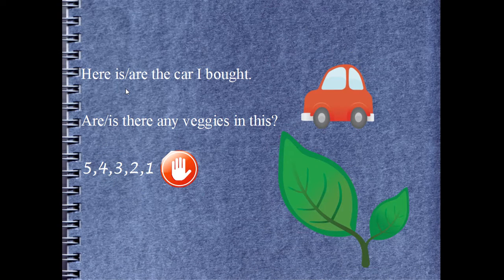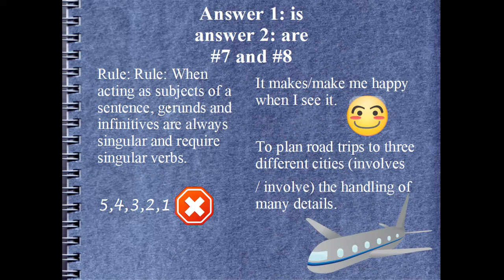Okay, so here are the two questions. Question 1. Here is or are the car I bought? Question 2. Are or is there any veggies in this? 5, 4, 3, 2, and 1. The answer to question 1 is is, and the answer to question 2 is are.